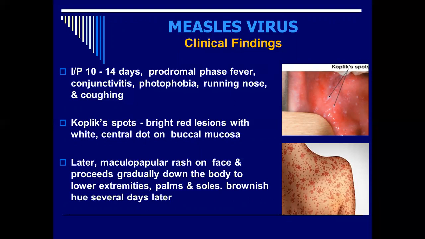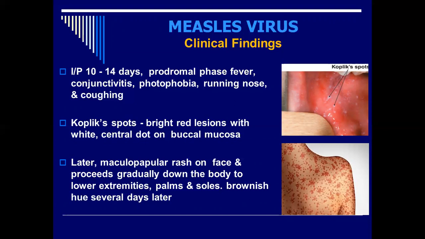And then you see the appearance of Koplik spots, which are bright red lesions with a white center dot on the mucosal membrane. And these Koplik spots are really important for the determination of measles infection. They appear in the buccal cavity.